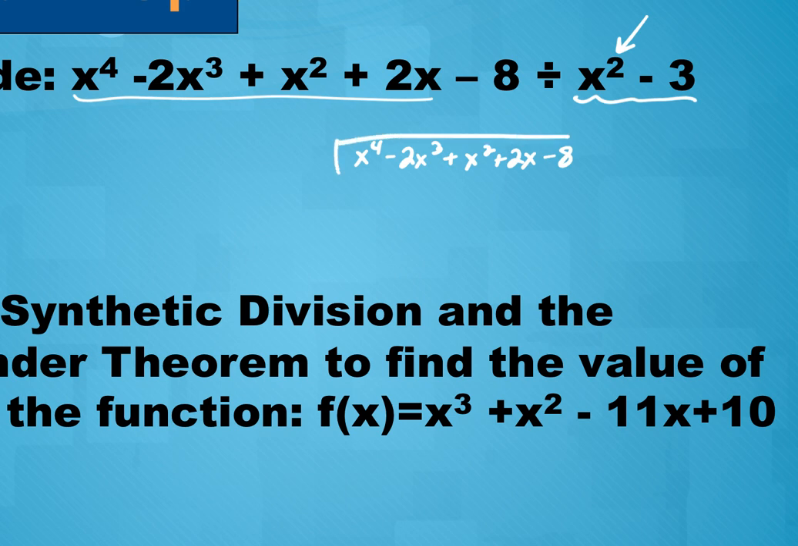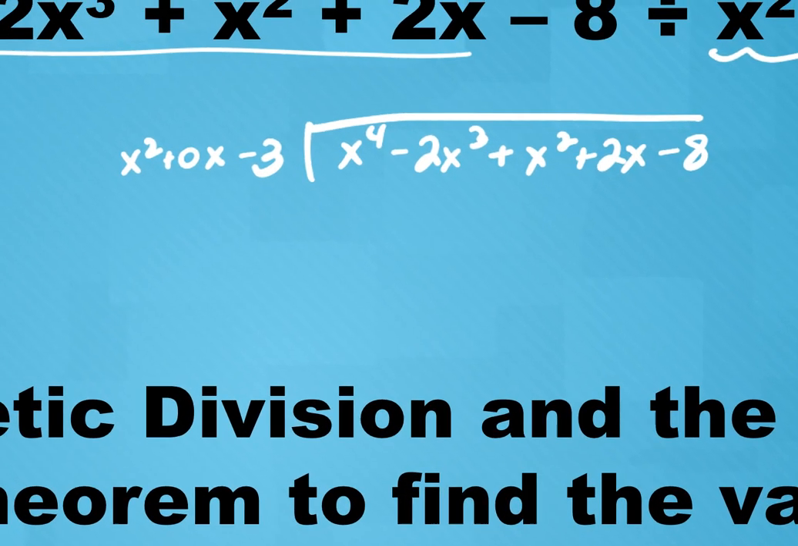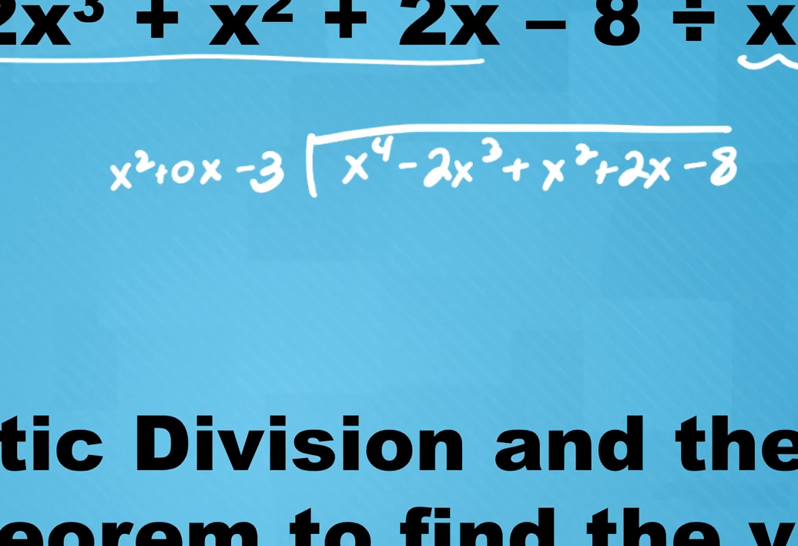And then the divisor goes on the outside. We are missing the x term, so it's going to be x squared plus 0x minus 3. And then it's first into first. So what do I have to multiply x squared by to get to x to the 4th? That's x squared. We're going to multiply it times all three terms. X squared times x squared is x to the 4th. Then x squared times 0x gives positive 0x to the 3rd. And then x squared times negative 3, so minus 3x squared.